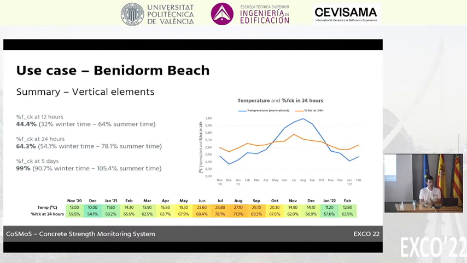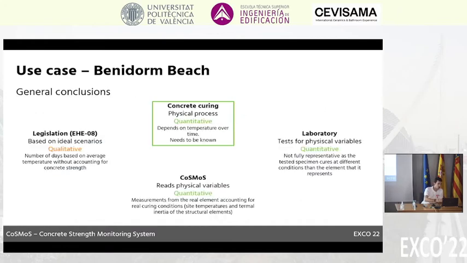We have, for example, to reach 44% of the characteristic strength of concrete at 12 hours. The difference between summer and winter time was near 30% of strength. And that's not so visible in the plot, but if we check the numbers in the table, you see as well that the color code is completely related to the difference of strengths. So what can we conclude out of it?